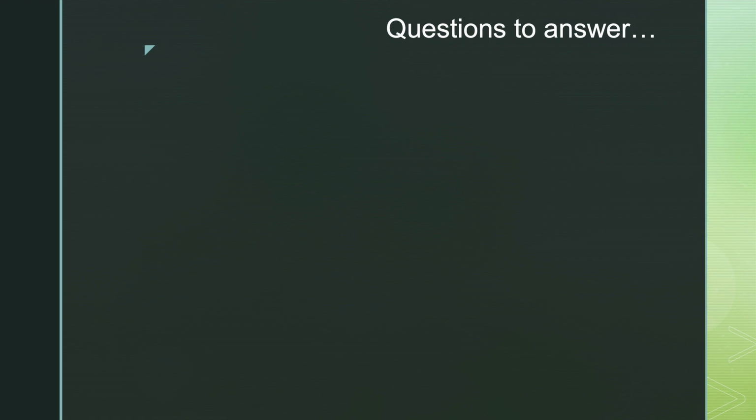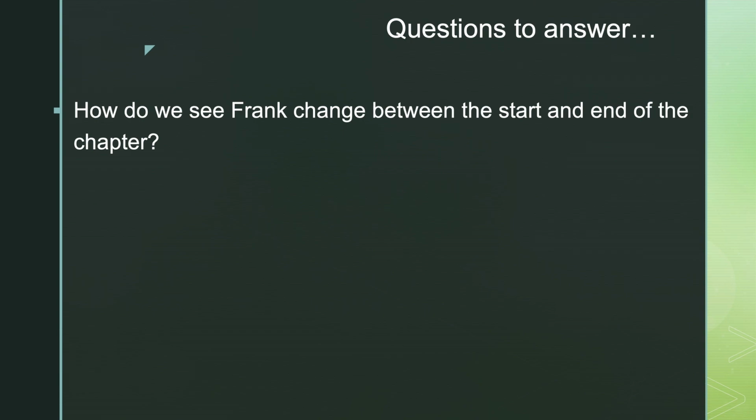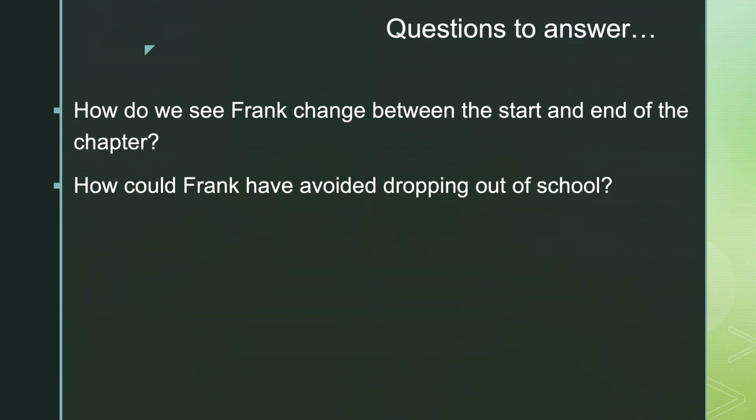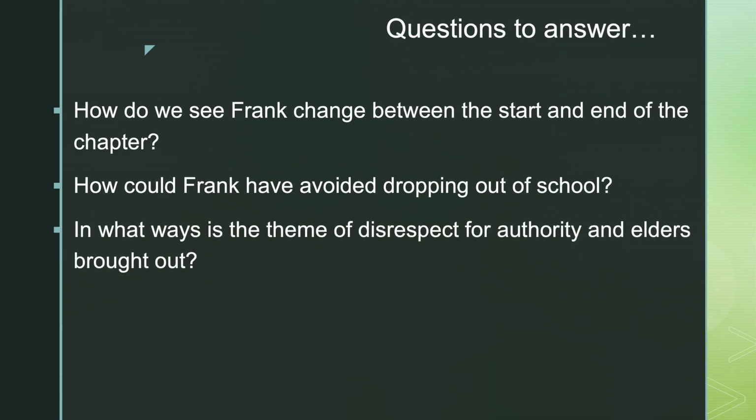Now, rather than a quick recap, I actually have some questions that I'd like you to answer. 1. How do we see Frank change between the start and the end of the chapter? Think about it. 2. How could Frank have avoided dropping out of school? What do you think he could have done? 3. In what ways is the theme of disrespect for authority and elders brought out? Remember, when we talk about theme, we talk about the characters and how the characters bring out these themes.